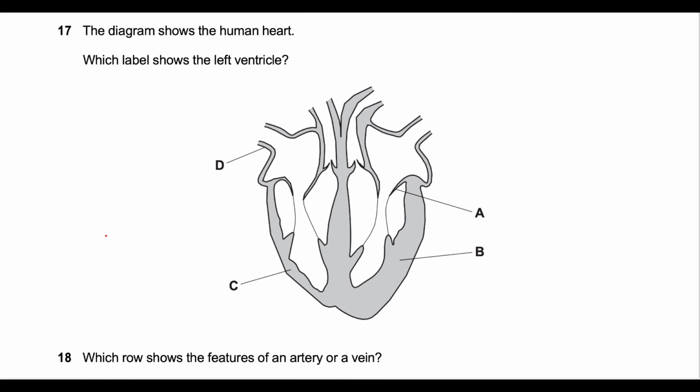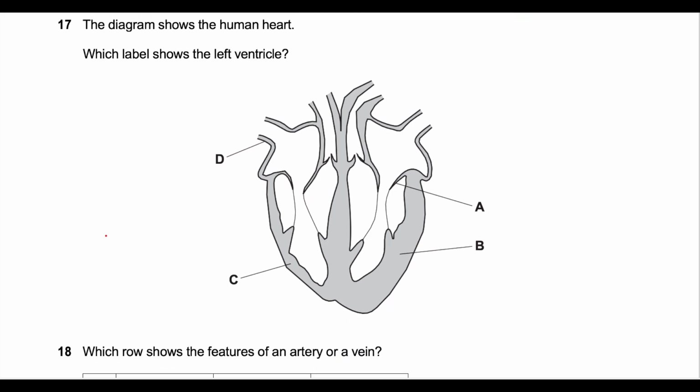The diagram shows the human heart. Which label shows the left ventricle? Again, direct anatomy question. You should memorize the main parts of the heart. Directly, it's B. Why? B, it's the left ventricle. Here, the left ventricle. Here, the right ventricle. Why is it left? You can look at the thickness of the heart wall, which confirms and makes sure that this is the left ventricle.